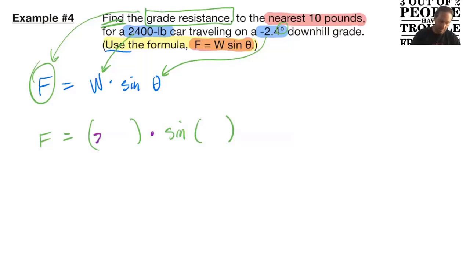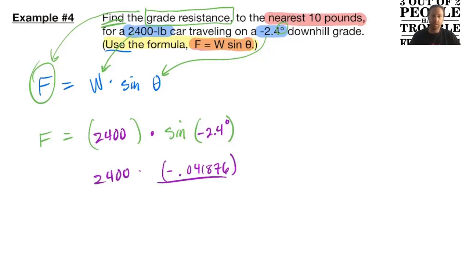So W was 2,400 pounds, and the angle, which happened to be downhill, so negative 2.4 degrees. So punching that into my calculator, I get negative 0.041876, just rounding it. And then I'm going to take that and I'm going to have to multiply that by the 2,400 to get my final answer we're calling the grade resistance.